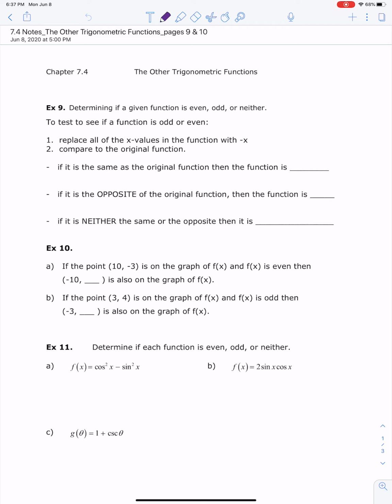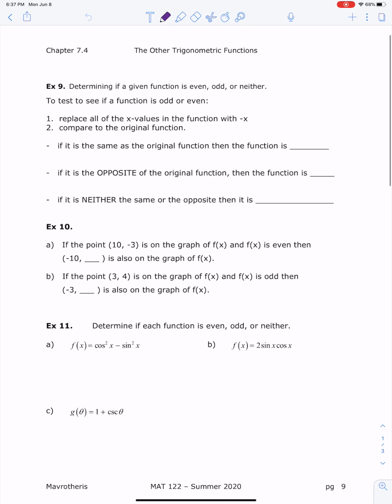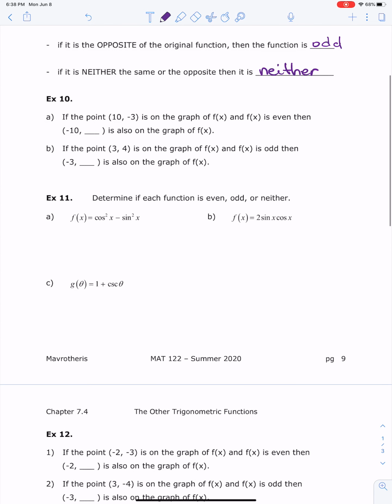So first things first, you're going to replace the x value with negative x. If your result is the same as the original function, then your function is even. If it's the opposite, then the function is odd. And if it's neither the same nor opposite, then it is neither. Okay.